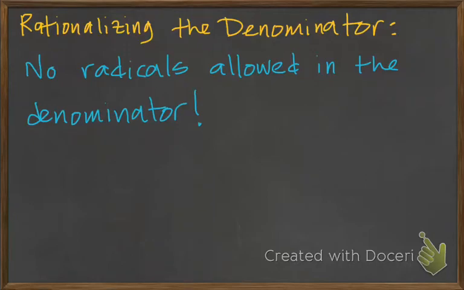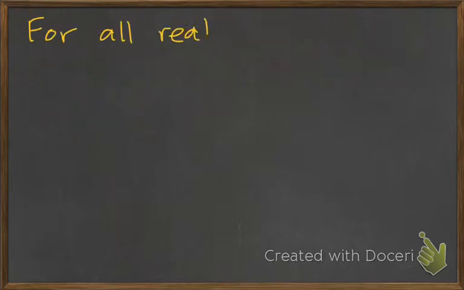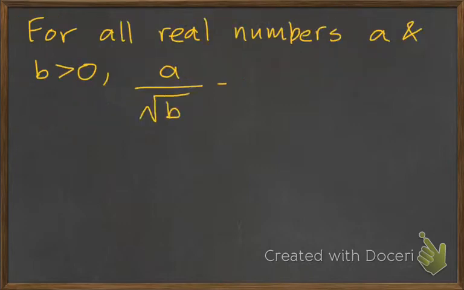All right, our last 10-2 video lesson, rationalizing the denominator. This just means no radicals allowed in the denominator. So the rule is for all real numbers a, there is no restrictions on a whatsoever, the numerator, and b greater than 0, because b cannot be 0 and you can't take the square root of a negative number.